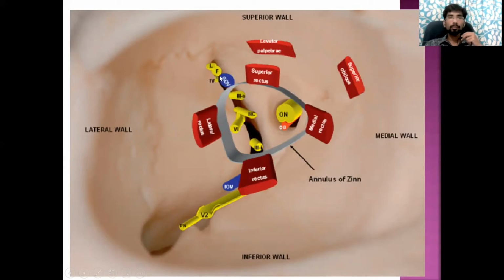In the upper part, we have the lacrimal nerve, frontal and trochlear nerve, and superior ophthalmic vein. In the middle part, we have the third nerve, superior division, inferior division, nasociliary and abducens nerve. This is the optic canal transmitting the optic nerve. In the lower part, we have the inferior ophthalmic vein.